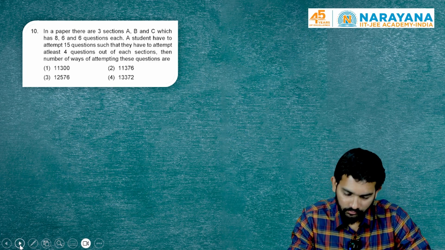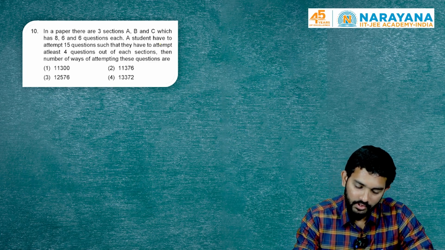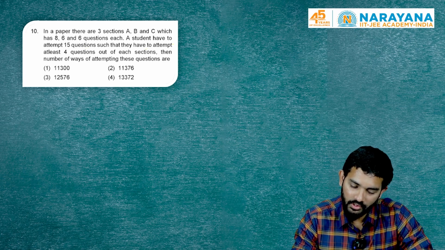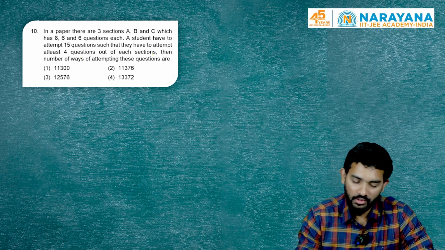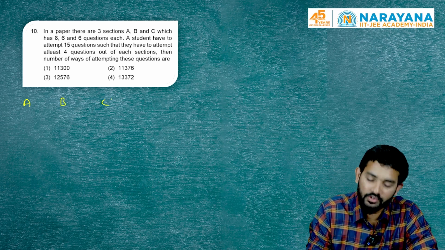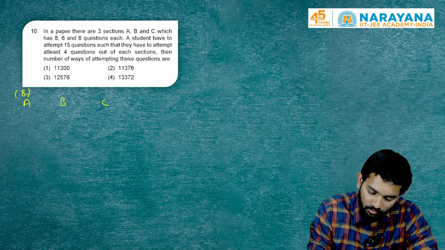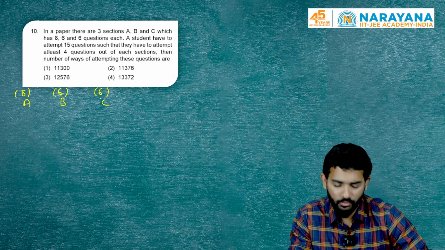Next question. In a paper there are 3 sections A, B, C, which have 8, 6 and 6 questions each. A student has to attempt 15 questions such that they have to attempt at least 4 questions out of each section. So let us take the cases. Let us take section A, section B, section C, and section A contains a maximum of 8 questions, B a maximum of 6 questions, and C a maximum of 6 questions.